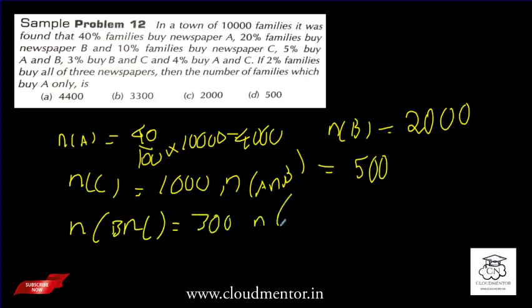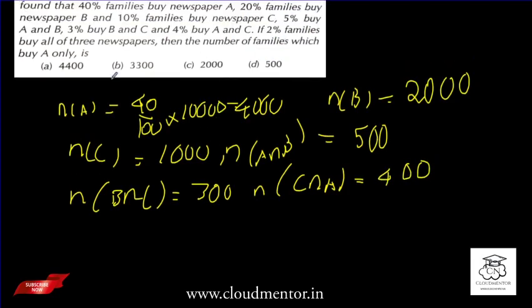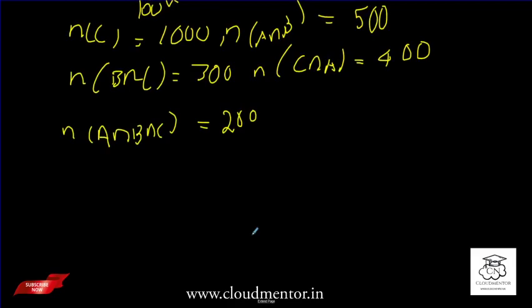And n of now both reading C and A, so it is C intersection A. Oh, sorry, that is A and C, 4%, so it will be 400. And there are 2% families buying all of those, that is A intersection B intersection C, and that is 2%. So 200 people buy all those newspapers.